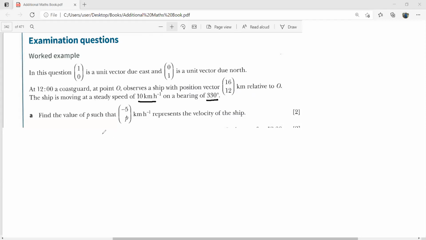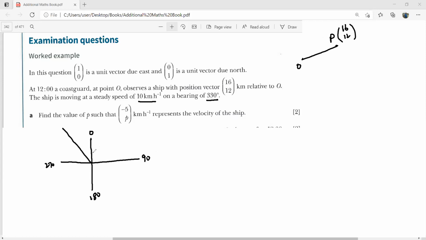So guys, initially our ship is, suppose this is O and here is P. This is 1612. Now it says the ship is moving at a steady speed of 10 kilometer per hour on a bearing of 330. We should be very clear about the bearing. Now, here it is 0, this is 90, this is 180, this is 270 and plus 60.